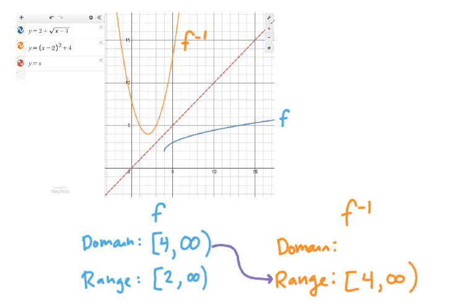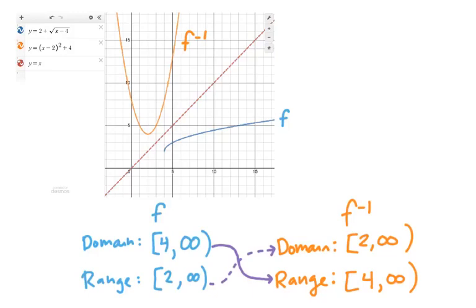Similarly, the range for f should become the domain for f inverse. So that tells me we should be looking at a domain from 2 to infinity. So Desmos didn't know that when I graphed the function, so it graphed a full parabola.